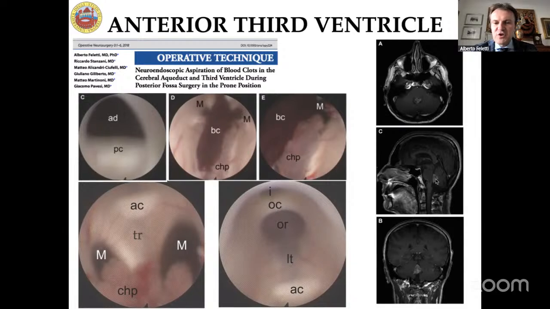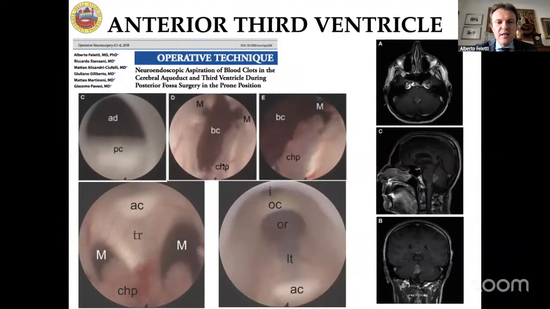in the prone position. And after the removal, with a microscope, of course, as the tumor was very bleedy, we inserted the flexible endoscope through the Magendie foramen up to the third ventricle, so in a reverse way, just to make sure that no blood clots were inside the third ventricle. So actually we found blood clots and we aspirated these blood clots inside the third ventricle.